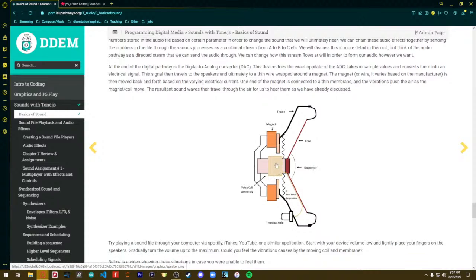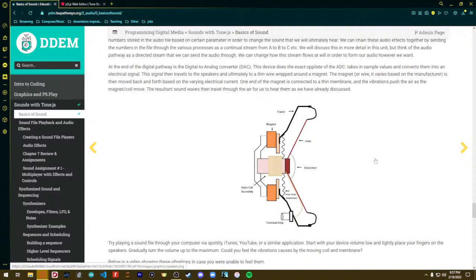This wire is wrapped around a magnet, so as the electricity changes, it's going to move back and forth, just like before where moving it generated electricity. Again, everything's reversed. And then it's all connected to a big membrane. And then that membrane is what is pushing the air, so then we can hear things coming out of the speakers.